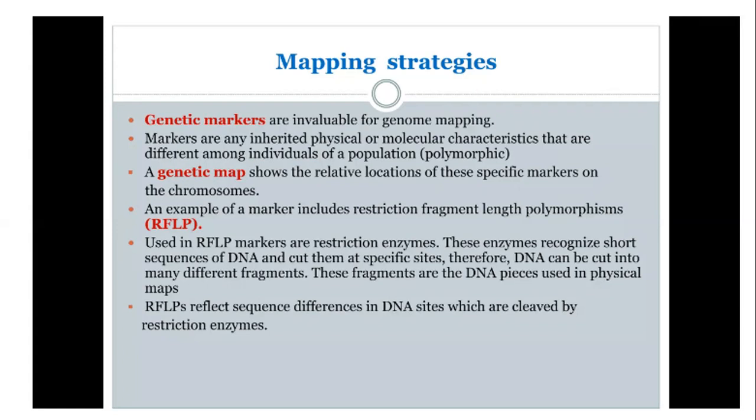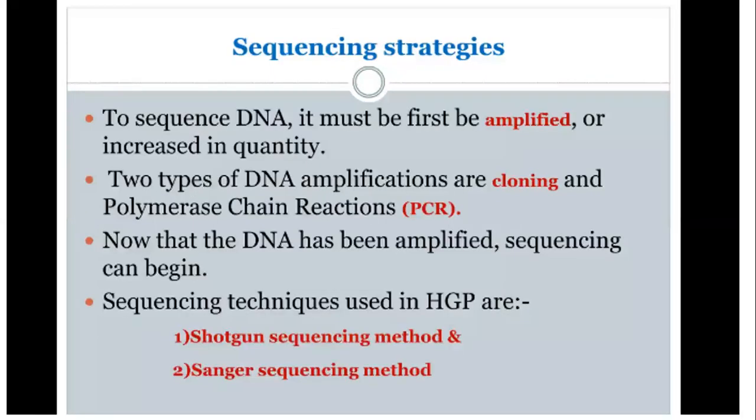Restriction fragment length polymorphism actually reflects the sequence differences in DNA sites which are cleaved by restriction enzymes. Then a sequencing strategy: before sequencing the DNA, it must be amplified, or its quantity increased. There are two different methods through which the amplification could be done. The first one is through cloning, and the second one is through PCR.